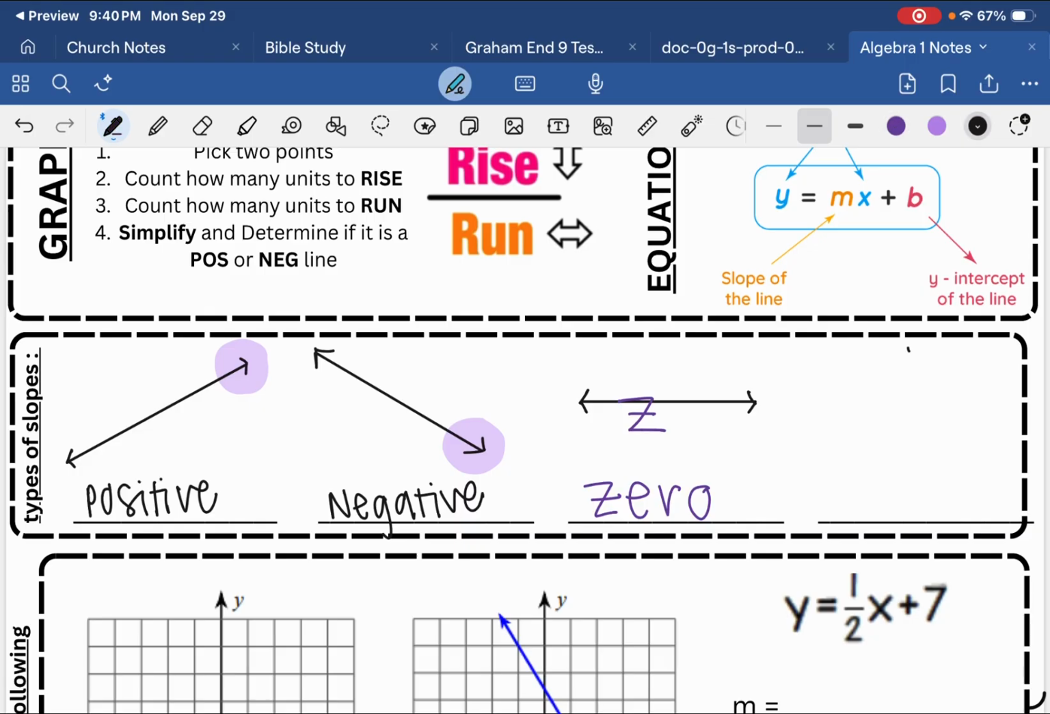And then last but not least, we have an undefined slope, and I remember this because of the up and down and the D in the letter undefined. So undefined. Okay, so there's 4 types of slope. We have positive, negative, and then we have a 0, which goes like the horizon, and then we have undefined.